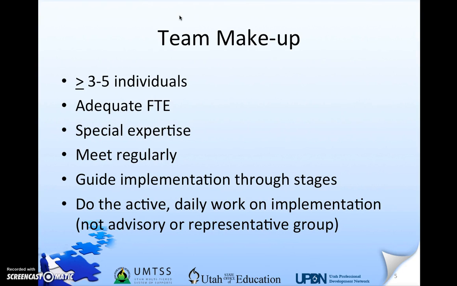So the next question we would ask is, who should be on this team? Typically, there should be at least 3 to 5 individuals on an implementation team. Any less than that, if you've just got a couple people, you're not going to see the same level of influence, and you're also not bringing in all the key stakeholders and different backgrounds and perspectives that are important when we're implementing big practices and programs and systems change.